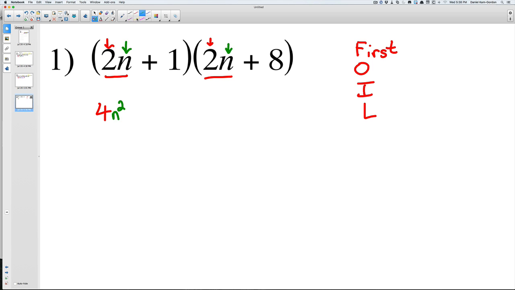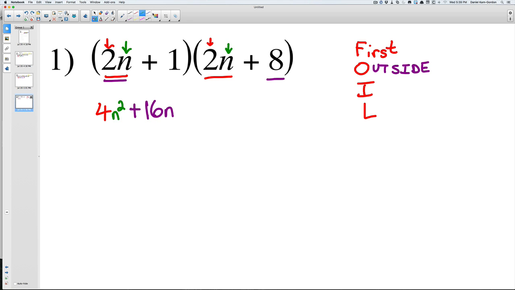The next thing that you do is you do the outside terms. The outside terms are the two numbers on the outside. So the outside term would be this term, and it would be this term, because they're both near the outside of the parentheses, because this 2 is on the very far outside of the parentheses, and this 8 is on the very far outside of the parentheses. And it's going to be 2 times 8 times n. 2 times 8 is 16, and 16 times n just becomes 16n.